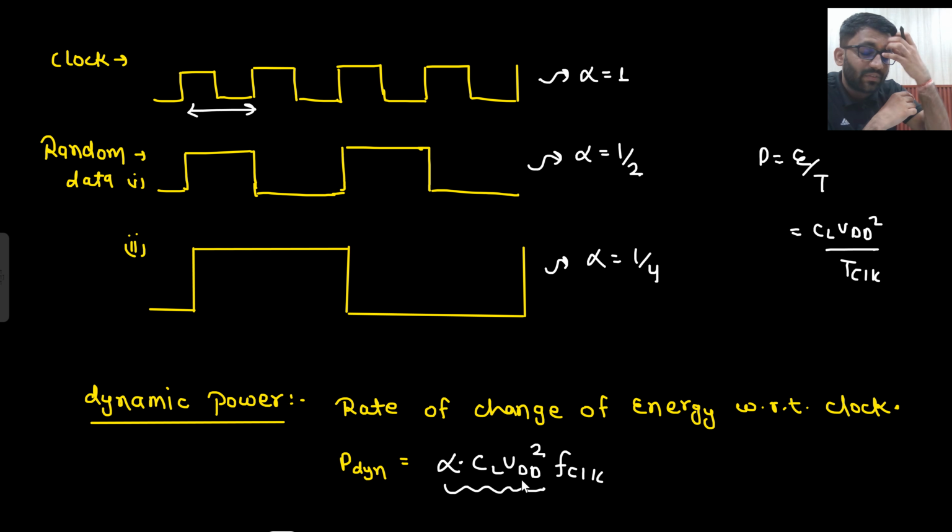So a lot of times we write dynamic power is CL VDD square F clock. That is wrong. If we write this, then we are writing only with respect to clock. So here I am not writing with respect to clock.